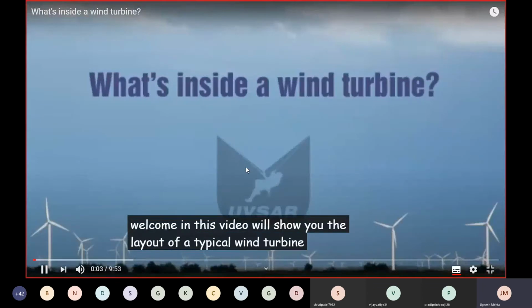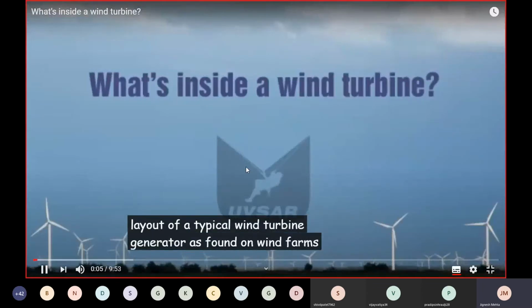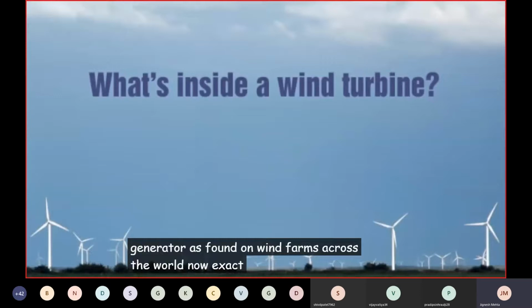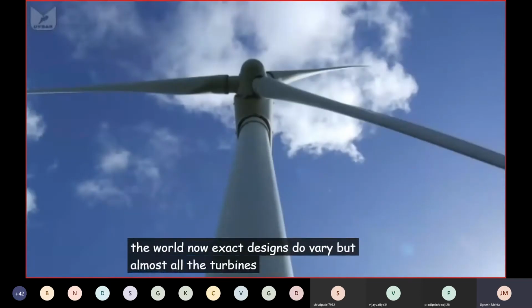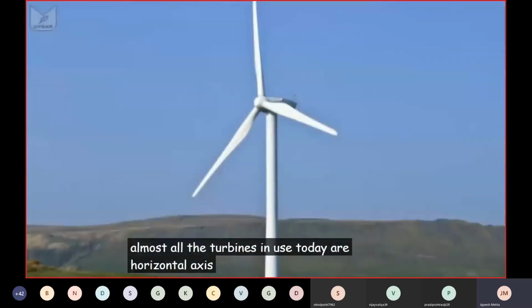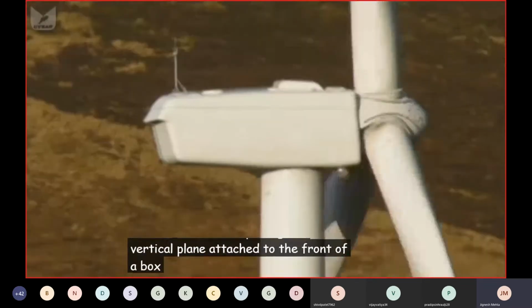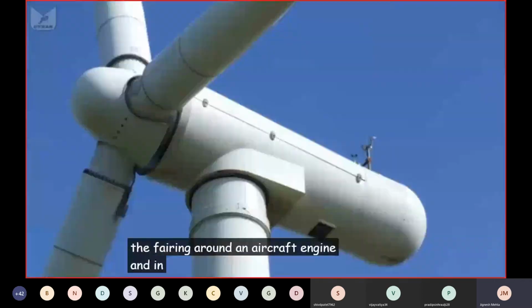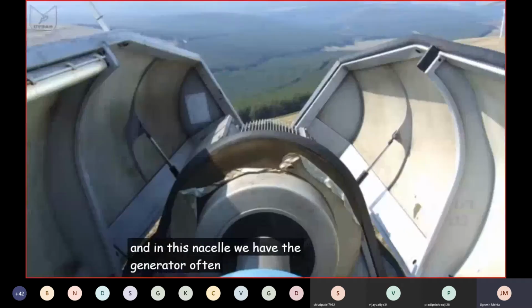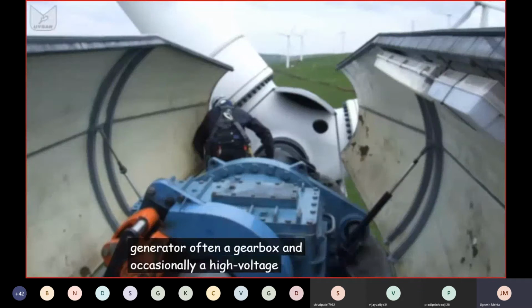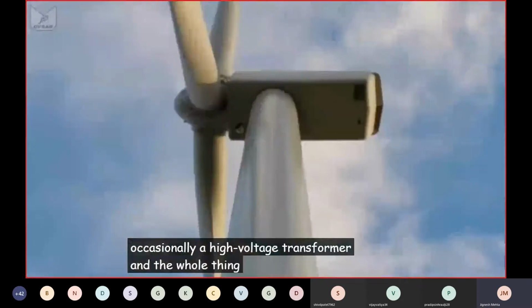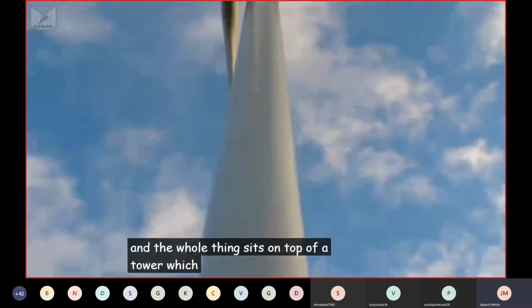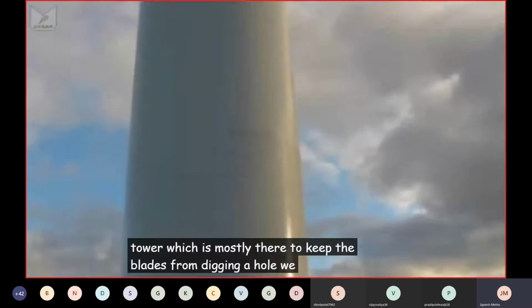Of a typical wind turbine generator as found on wind farms across the world. Now, exact designs do vary, but almost all the turbines in use today are horizontal axis machines which have a 3-bladed rotor spinning in a vertical plane attached to the front of a box which we call the nacelle, after the fairing around an aircraft engine. And in this nacelle we have the generator, often a gearbox and occasionally a high voltage transformer, and the whole thing sits on top of a tower which is mostly there to keep the blades from digging a hole.